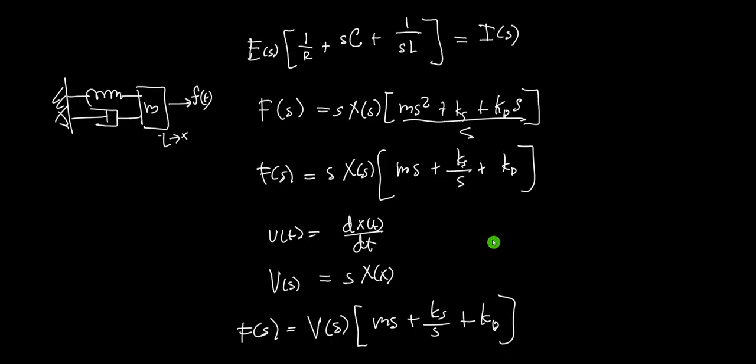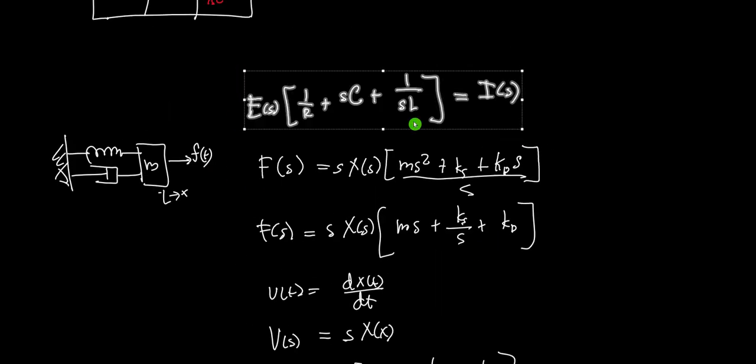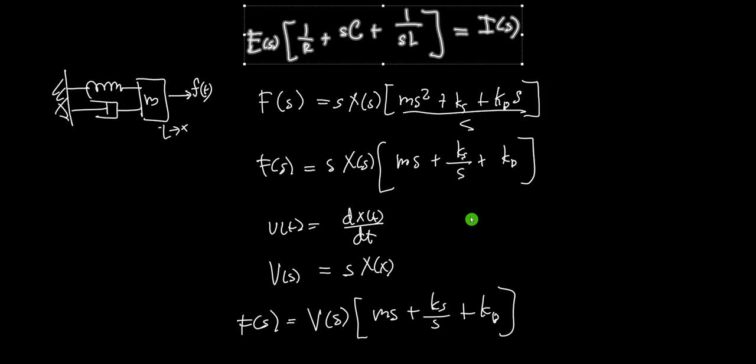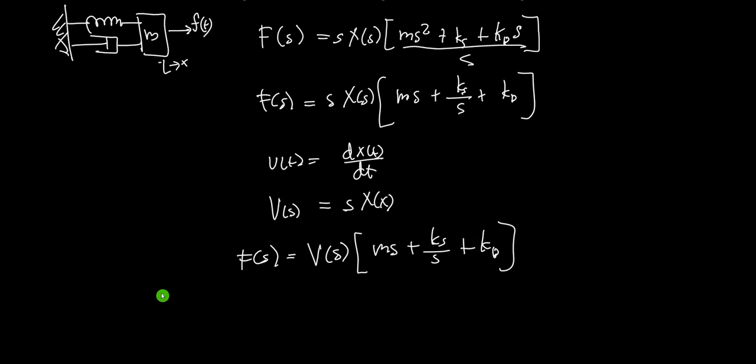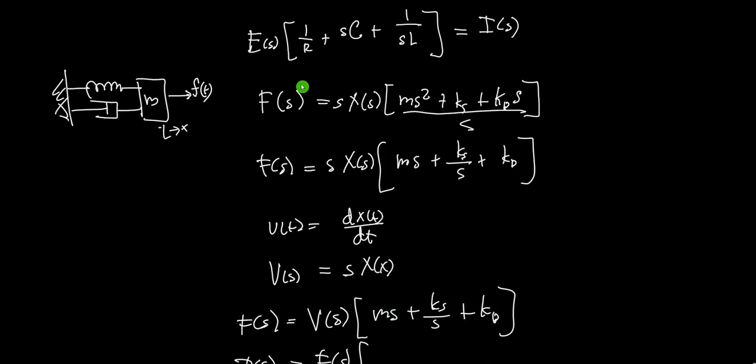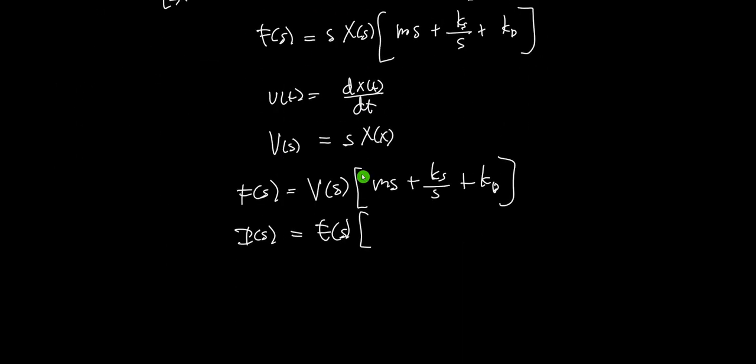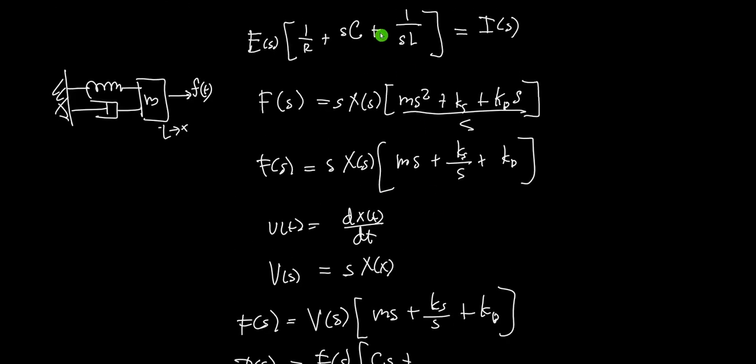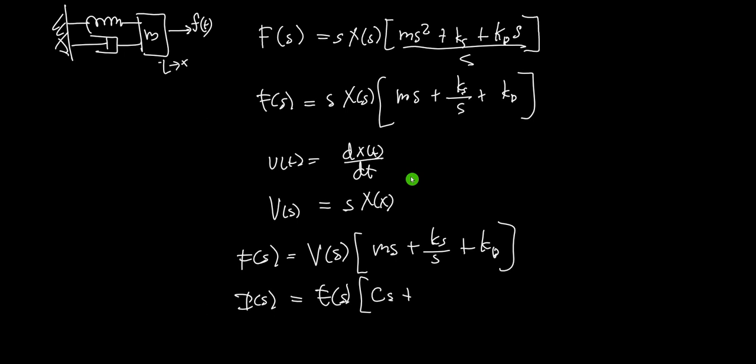Then we go back to the electrical equation here. If I rewrite that into this format, our output I of s equals the voltage E of s times a term that has s, that is C, so this will be C times s, plus the term that has 1 over s in this equation, and that is 1 over s L.